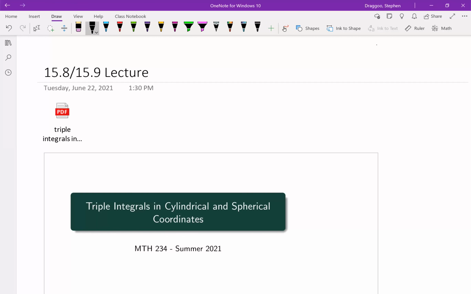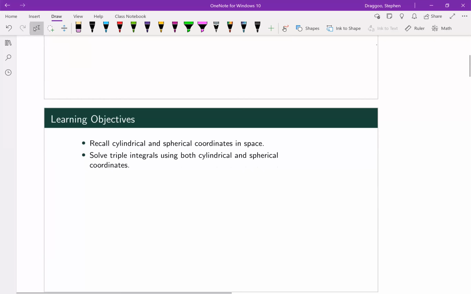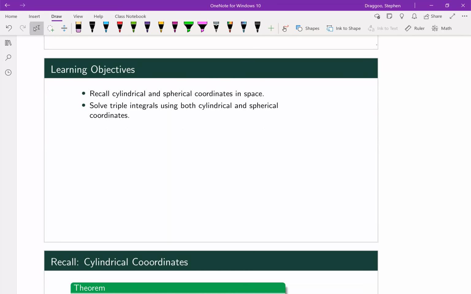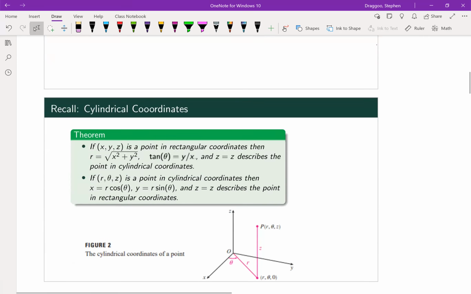All right, let's take a look at sections 15.8 and 9, which is going to cover triple integrals in both cylindrical and spherical coordinates. So just a couple of learning objectives this time. Recall how to use both cylindrical and spherical coordinates, and then solve triple integrals in both of those coordinate systems. Starting with cylindrical coordinates.